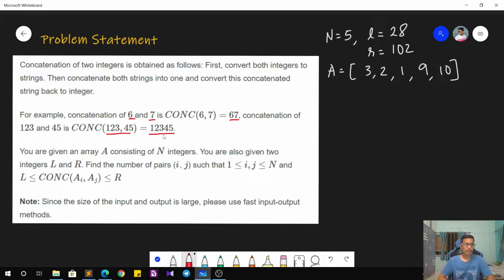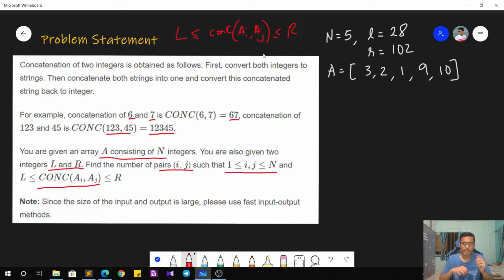Given that, you are given an array A consisting of n integers and also two integers L and R. Now we have to find the number of pairs i, j, where i and j are indices lying in 1 to n, such that the concatenation of A_i and A_j lies in the range L, R. The concatenation should lie in this range. So we have to find how many such pairs are possible.